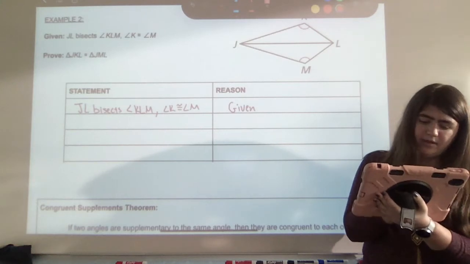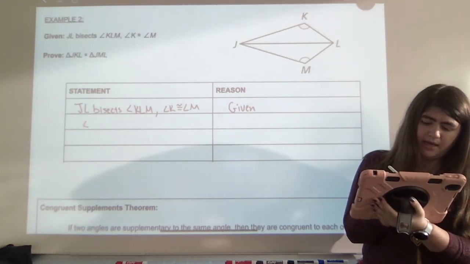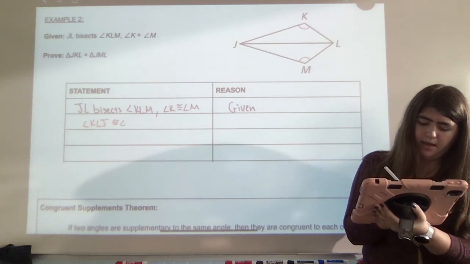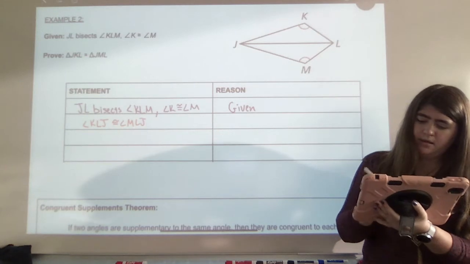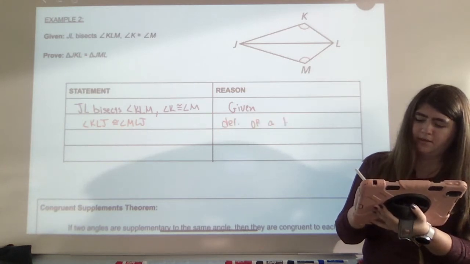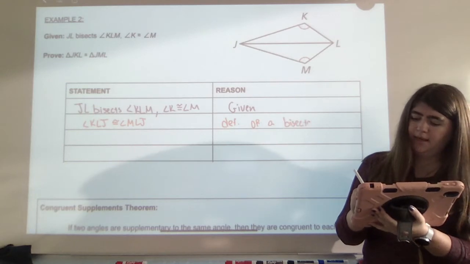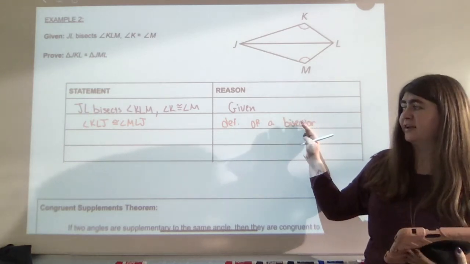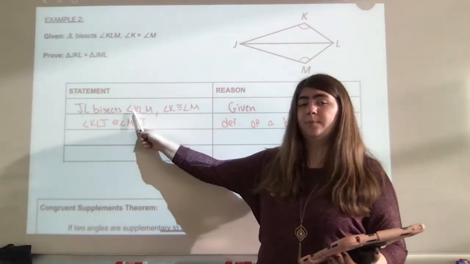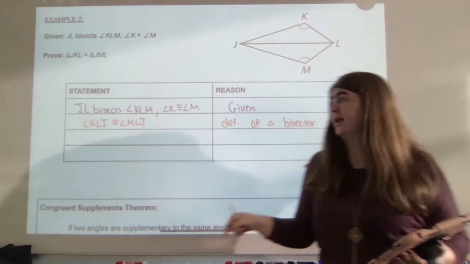So I have angle KLJ is congruent to angle MLJ by the definition of a bisector. And I can use the definition of a bisector and say that these are congruent because I already mentioned in my proof that JL bisects that angle.